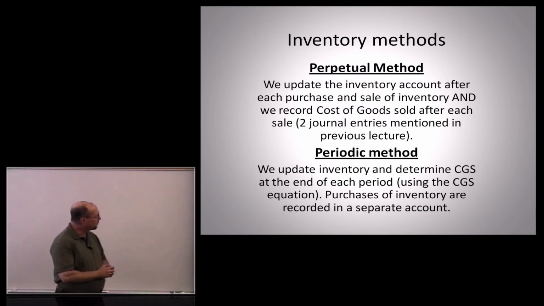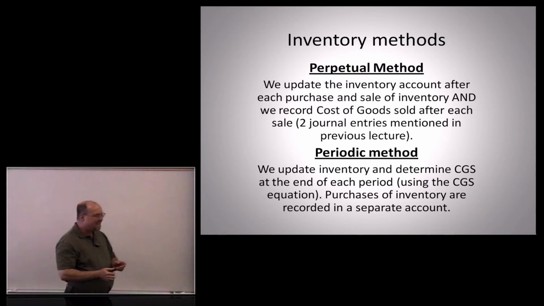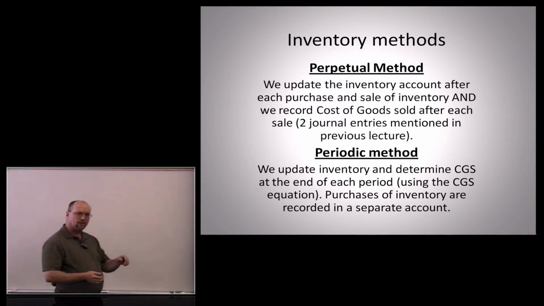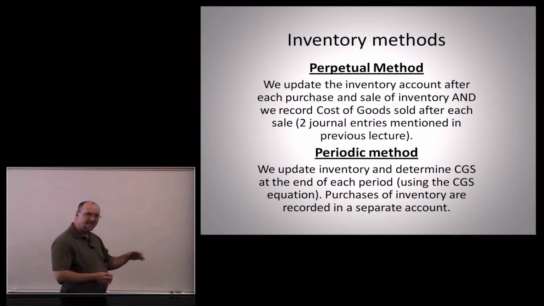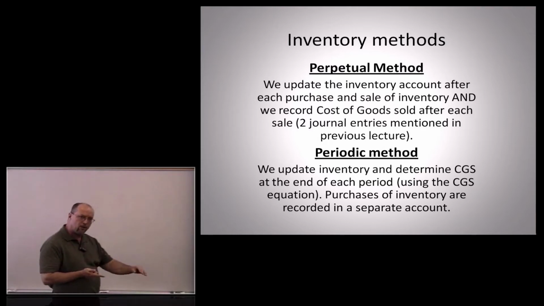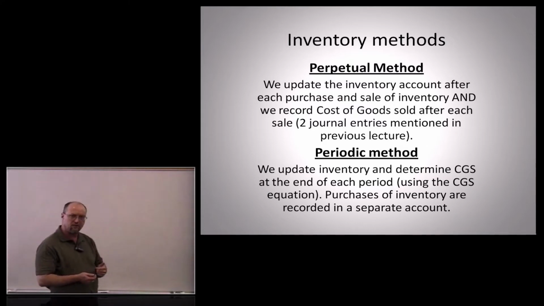Notice, perpetual inventory, we update the inventory account after each purchase, we increase inventory, and after each sale of inventory, we decrease inventory. And remember, we had those two journal entries. We recorded the sale at retail price, debit accounts receivable, credit sales, and then we had the second journal entry, debit cost of goods sold, which is an expense, and we credit or reduce the inventory account because we sold the inventory, we no longer have it. Okay, and so perpetual means perpetually updating inventory and keeping track of cost of goods sold.